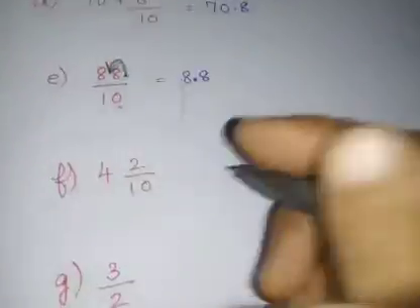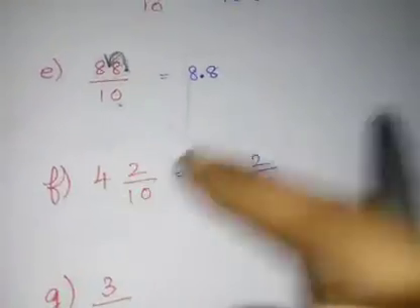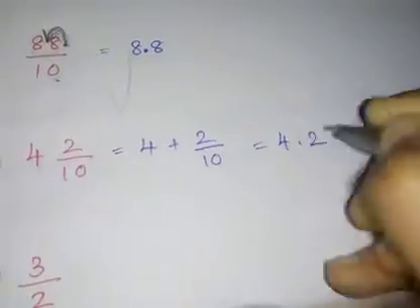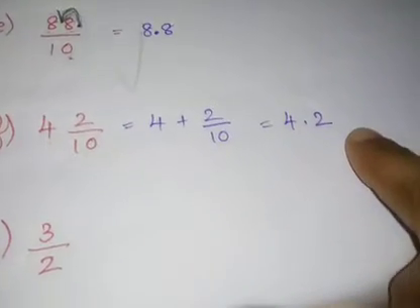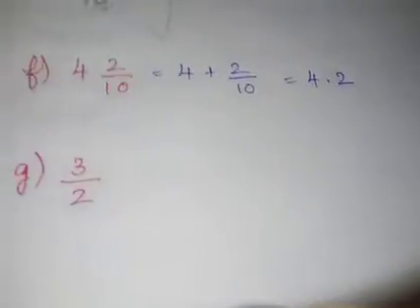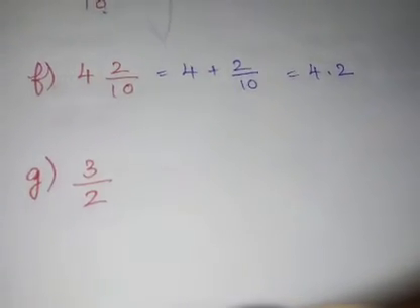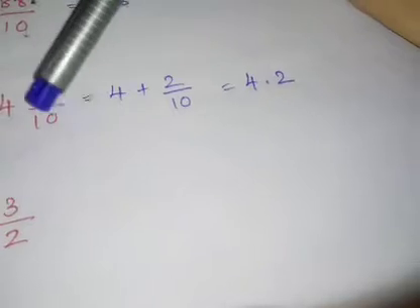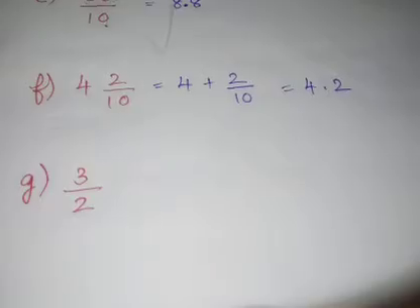If it is like that, this can be written as 4 plus 2 by 10. Okay, 4 2 by 10 can be written as 4 plus 2 by 10. So how will we write it? 4.2. 4 is in the ones place, 2 is in the tenths place. So 4.2. Okay. Now 3 by 2 is given. 3 by 2 is actually a fraction. This one is also a fraction, but this fraction has the denominator 10. So if it is written like this, it will be more convenient for us to do.